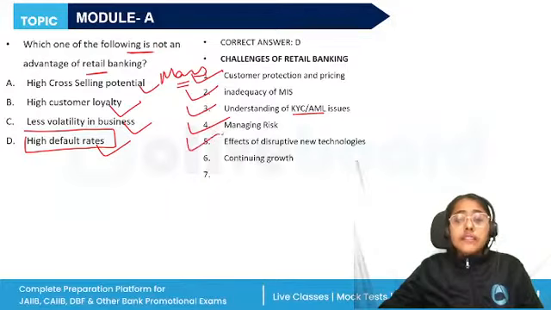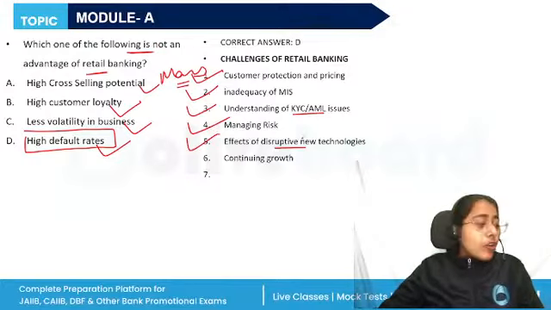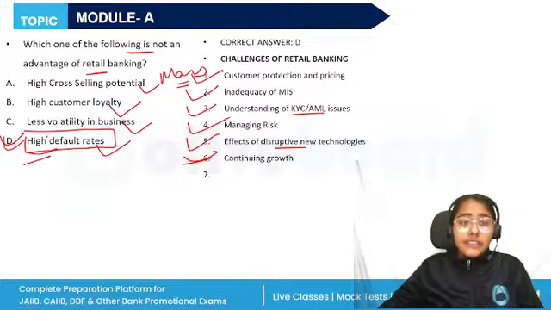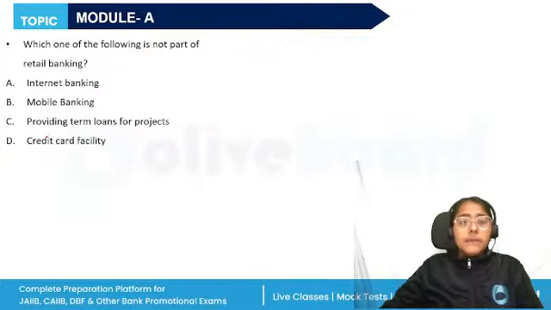Then the effects of disruptive new technology. With more and more technology entering the market, old technology is becoming outdated, so banks need to adopt the new technology, and continuing growth. All right. So out of these, option D, which says high default rates, is not an advantage.